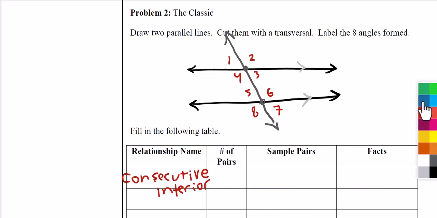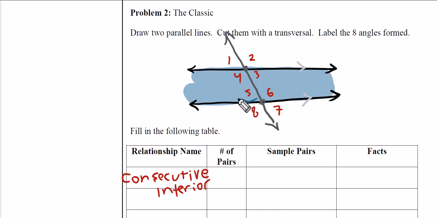Consecutive interior angles are again on the inside, or the interior, but instead of alternate this time, they're consecutive, which means that they live on the same block. They didn't cross any streets, they live on the same block. So for example, angles 4 and 5 are consecutive interior angles. They live on the same block in between the two parallel lines. And we also say that angles 3 and 6 are consecutive interior angles. Again, they're interior and they live on the same block in the same neighborhood.